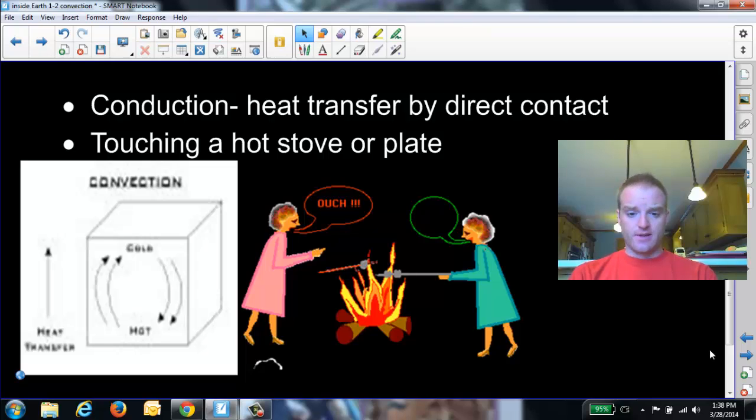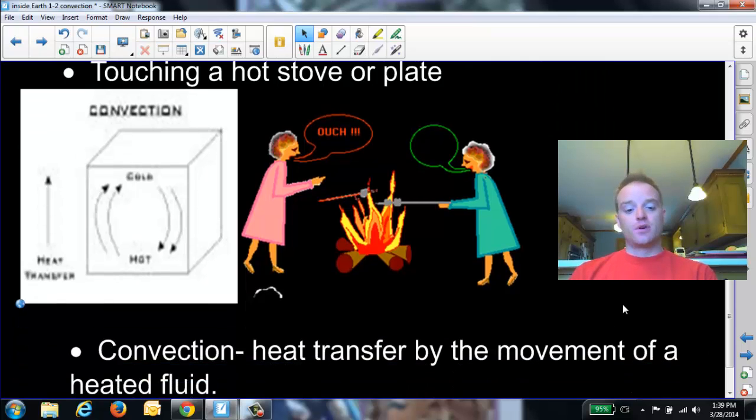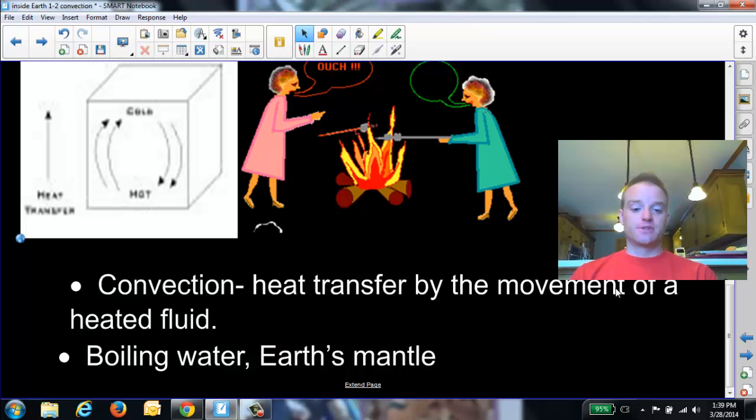And if you have that metal handle for when you're cooking your marshmallows for s'mores, and there's no kind of wood at the end, over time, the heat's going to travel down through conduction, that direct contact, until you get burned.